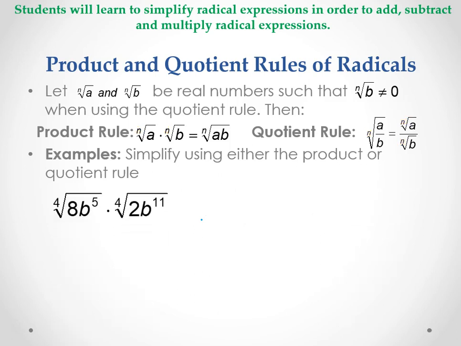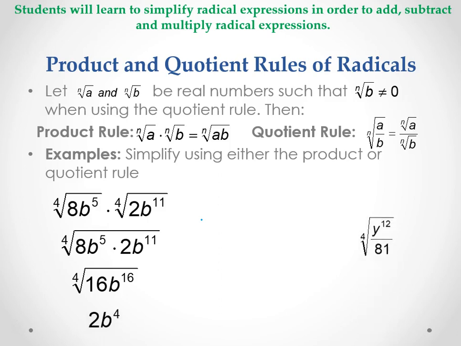If we're doing this, you do the same thing. We have the 4th root of 8b to the 5th times the 4th root of 2b to the 11th. 8 times 2 is 16. b to the 5th and b to the 11th is b to the 16. So the fourth root of 16 is 2, and the fourth root of b to the 16 is b to the fourth. And you're done.